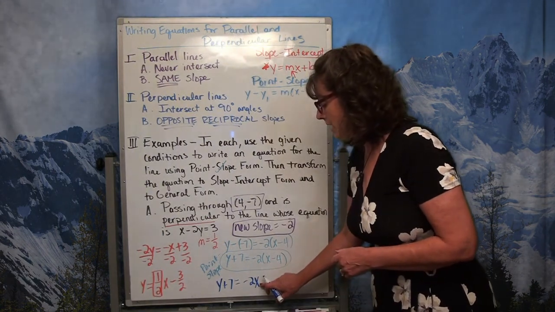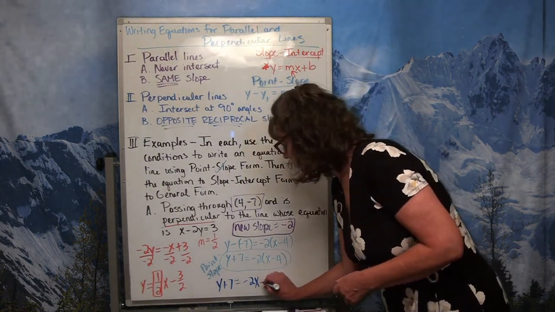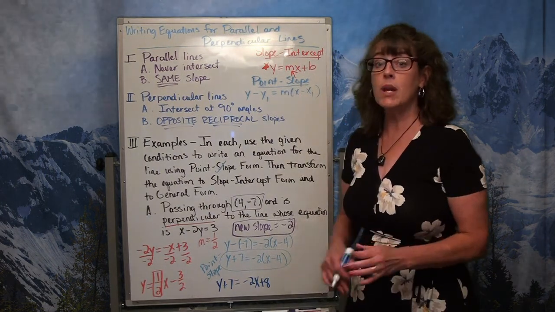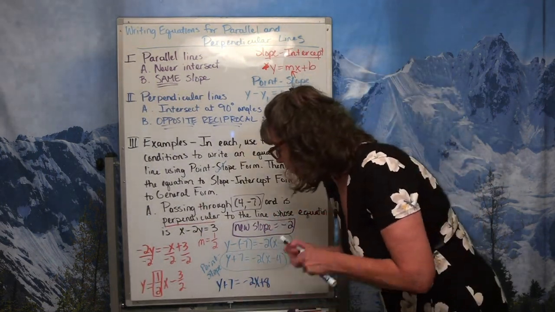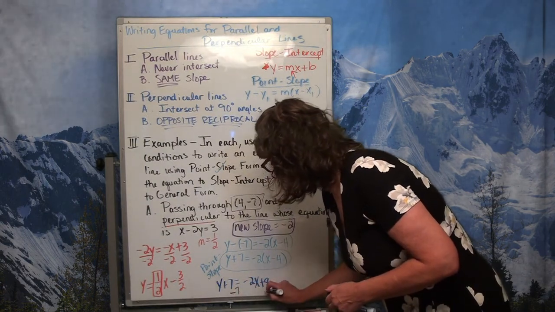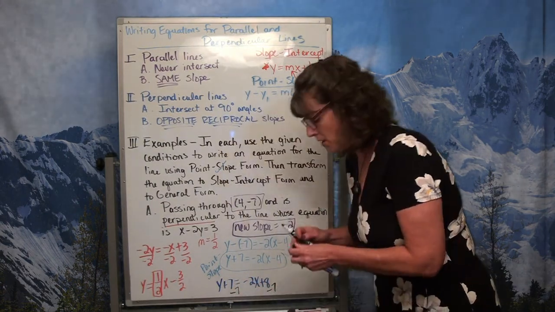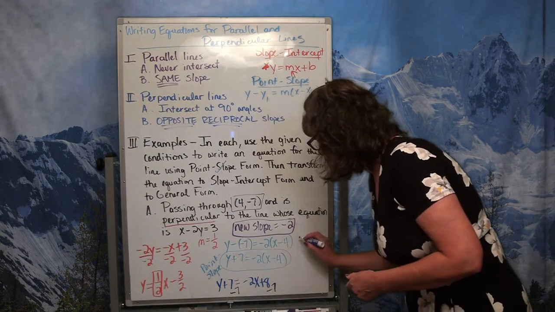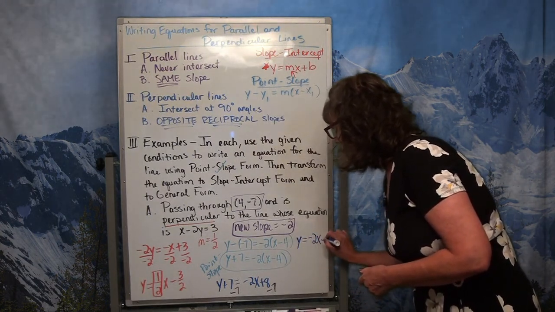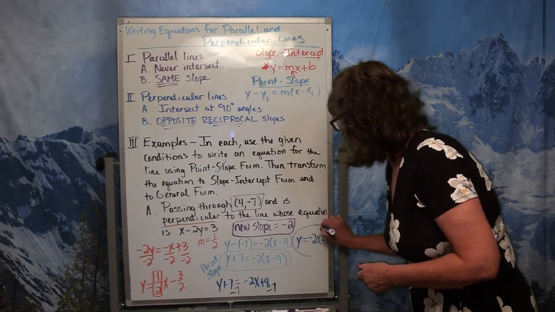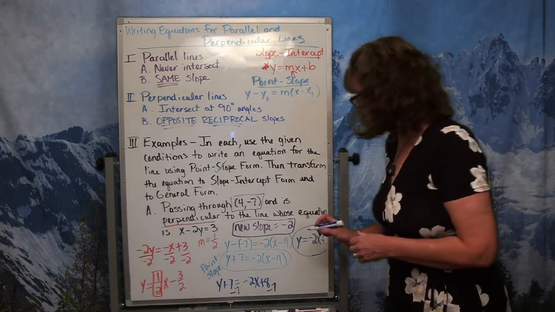-2 times x is a -2x, -2 times -4 is a +8, and then what I do is slide that -7 over. So at this point, I'm going to subtract that 7 here, subtract that 7 here, and when I do, I'm going to get y equals -2x plus 1, and there we go. That is going to be my slope-intercept form.